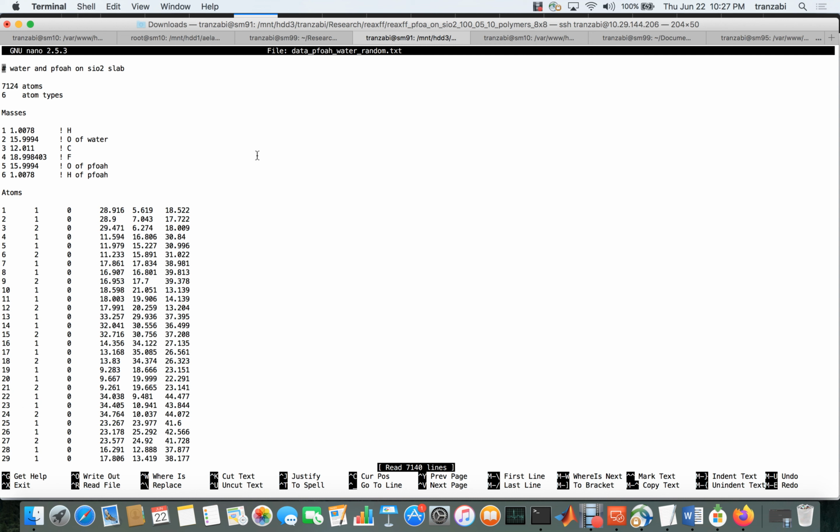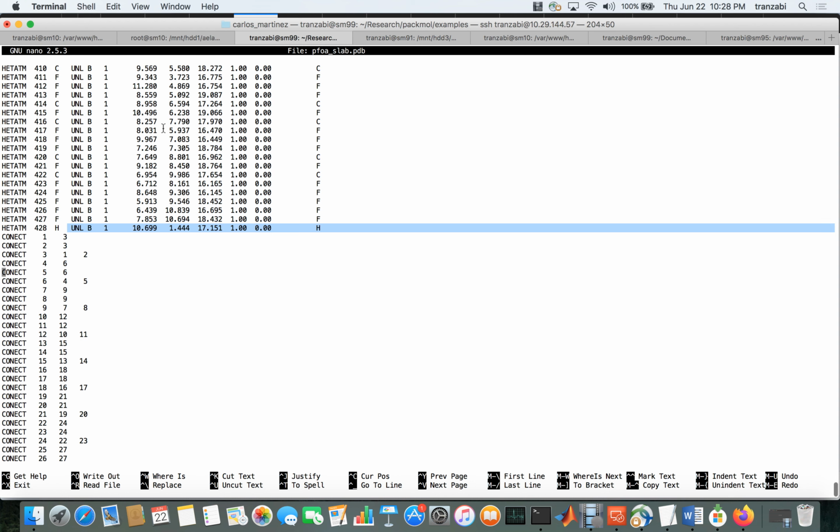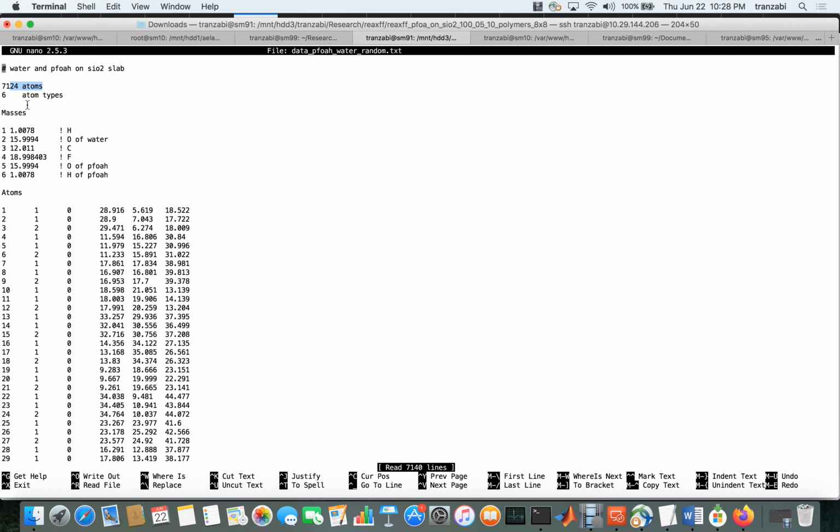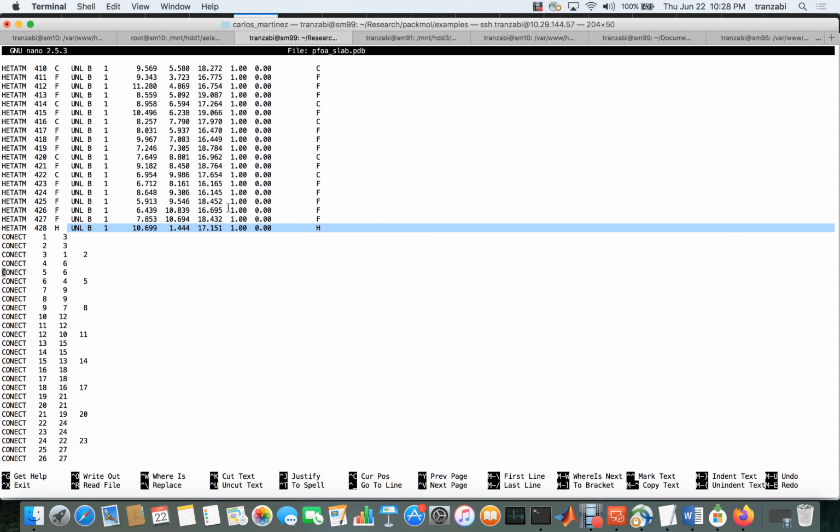So this second input file has a comment line, which doesn't really matter what that is. So for now, let's keep it as water MP4 on SiO2 slab. Then you leave a blank line. The second line here is going to be the number of atoms in the first output file here. So this number, which right now is 7,124, is supposed to be the number of lines.